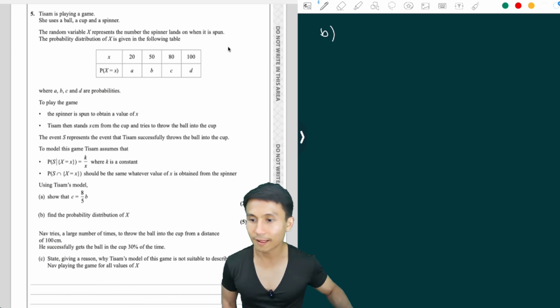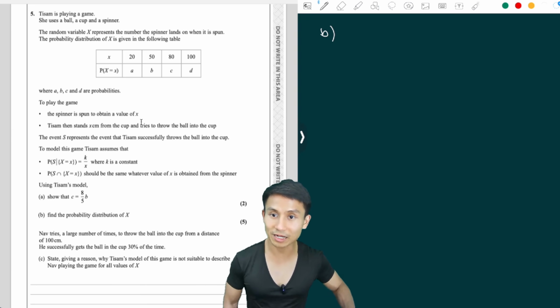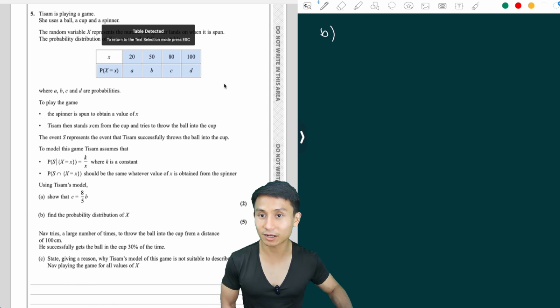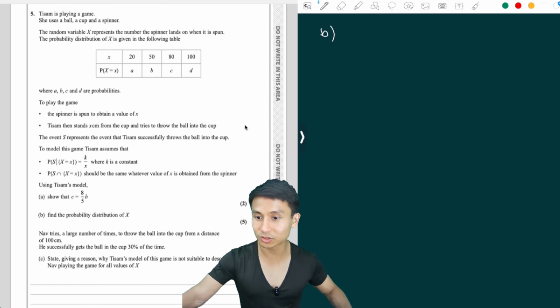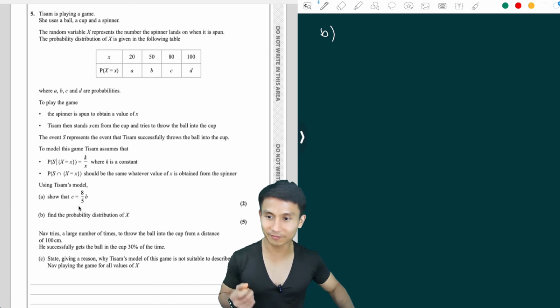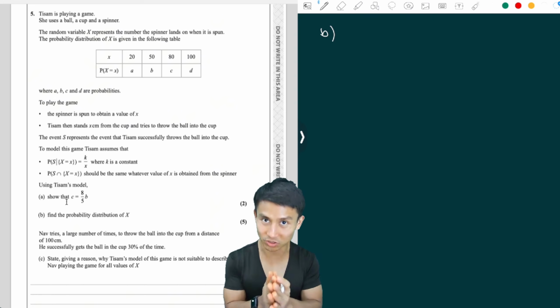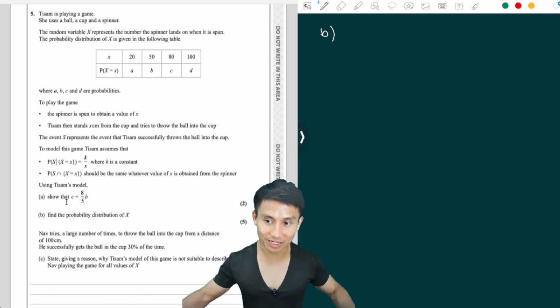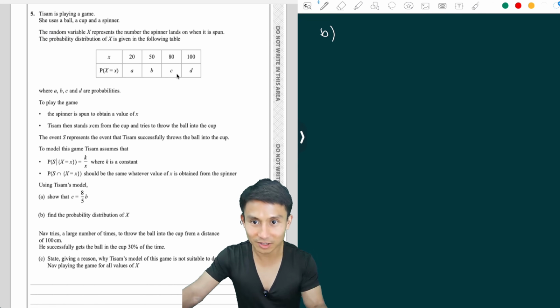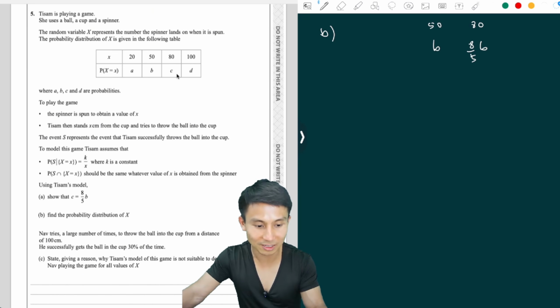Part B. Find the probability distribution of x. Okay, so that is just to find the whole thing in this table, right? Just the whole thing. So basically we need to solve. Now, part A is a good hint to guide you on what to do next, because you already did C in terms of B, right? So you got here already 8 over 5b, and here you have b, right? So this is for the 50, this is for the 80. So we should do the same for the other two.